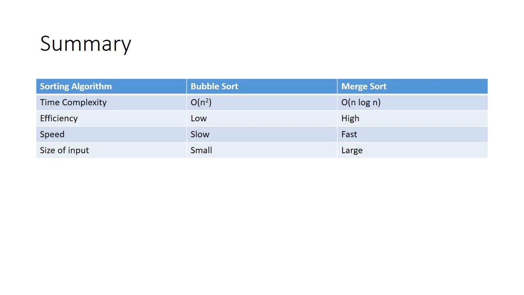Also, bubble sort can only take a small input size. If it grows bigger, the runtime will be much larger, and that will not be viable for certain solutions. Merge sort, on the other hand, can handle large inputs and can do it without putting much strain on the system.